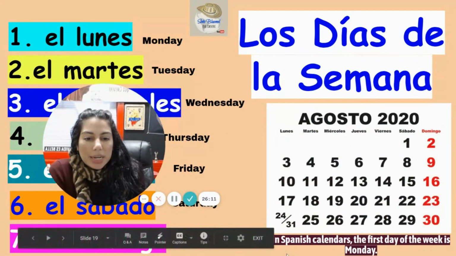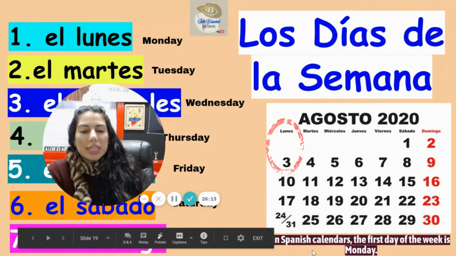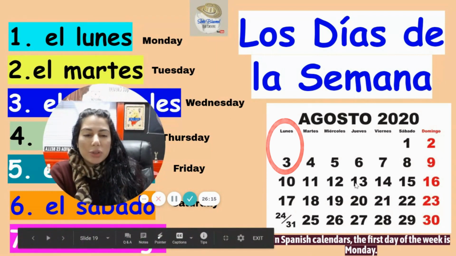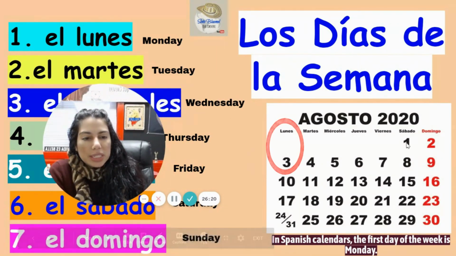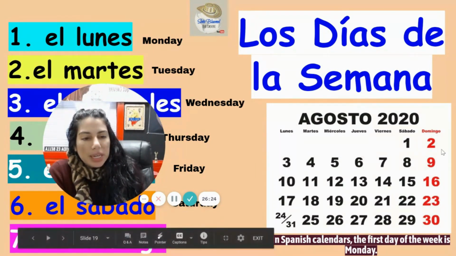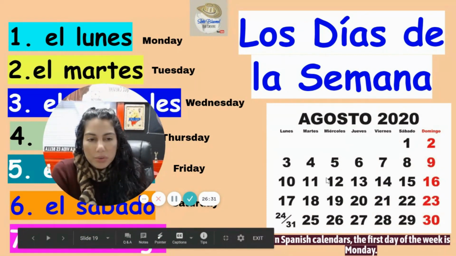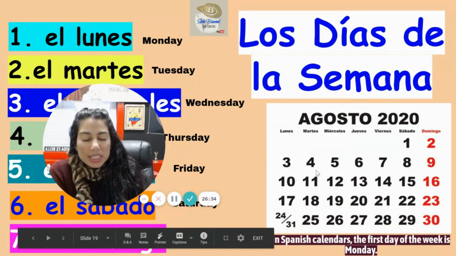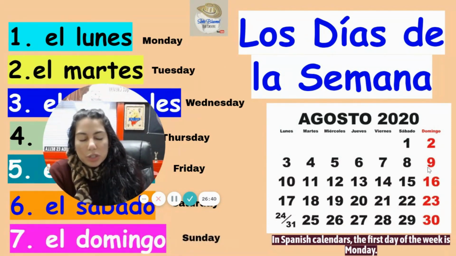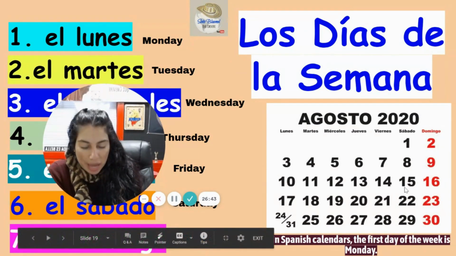Los días de la semana. In Spanish calendars, the first day of the week is Monday. So this is a Spanish calendar that you would see, and you would see usually domingo at the end like this, and you'll see it in red, and that is the last day of the week for us. So we always say the first day is lunes and the last day is domingo. And usually we say that's festivo, like a day where there's no work or school, the same with sábado.